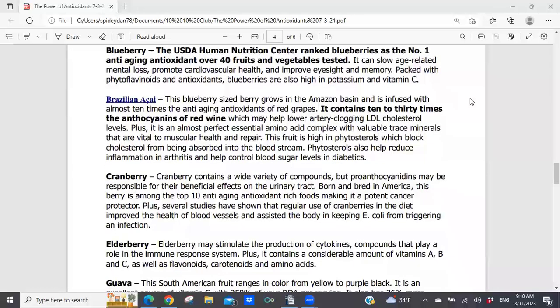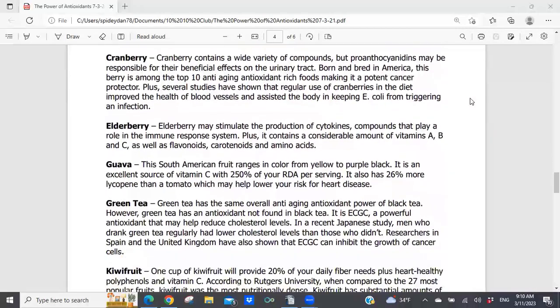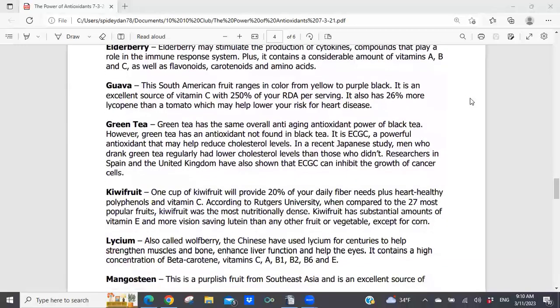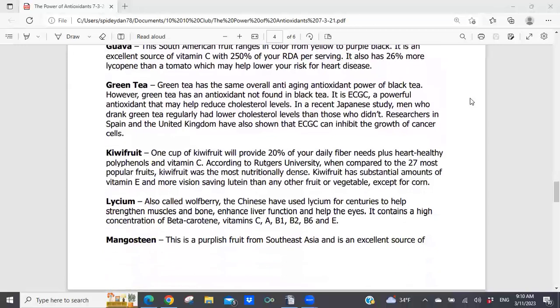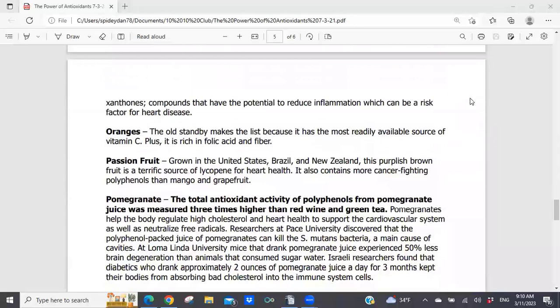Brazilian acai. Again, it's the key element of Mistica. Cranberry is in Mistica. Elderberry is in Mistica. Guava, green tea, I think is in Mistica. I'd have to look at the label. Kiwi fruit, lycium, mangosteen. I don't know if I said that correct.